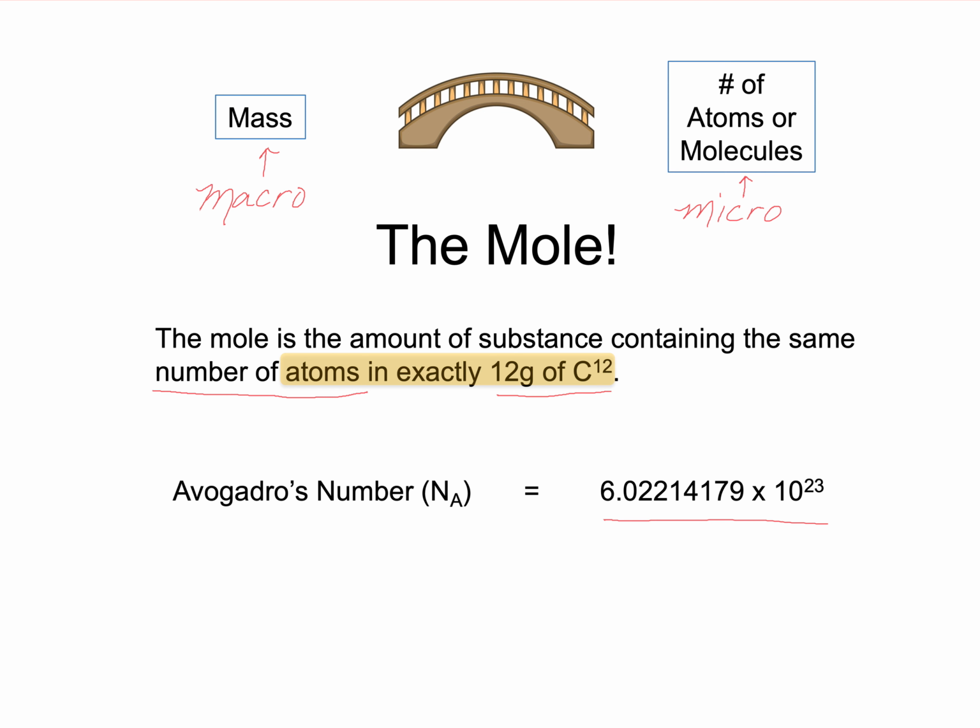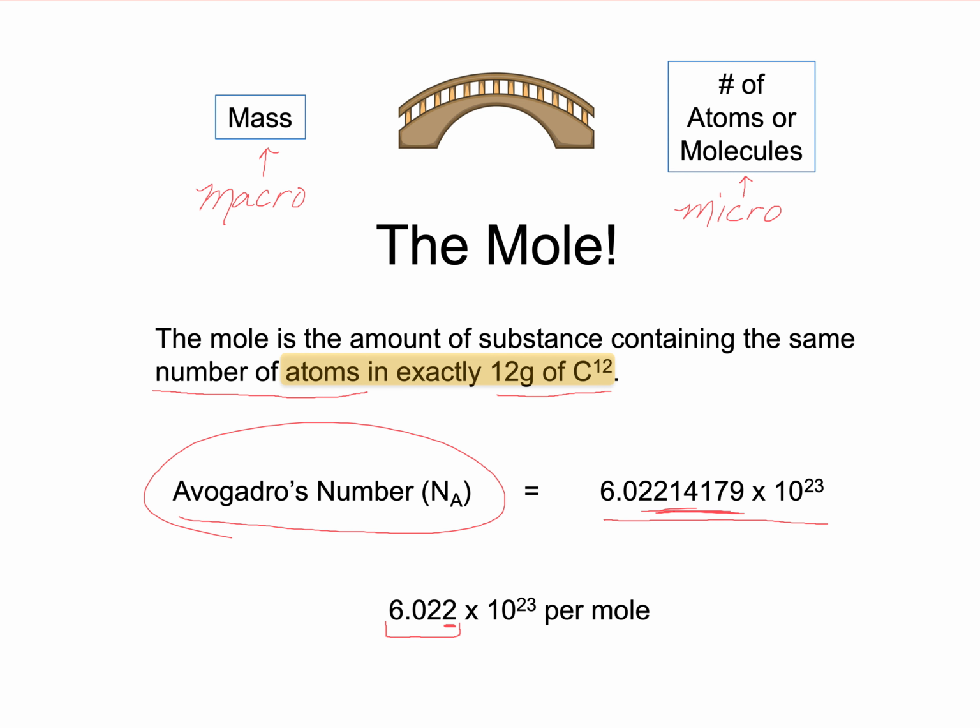It's 6.022141179 times 10 to the 23rd. This number is a constant, and it's named after the scientist that identified it, Amadeo Avogadro. So we call this number Avogadro's number. That's actually a really long scientific notation number. We round it to the third decimal place, so it's a 4 sig fig number. So we will use for the rest of this class 6.022 times 10 to the 23rd.